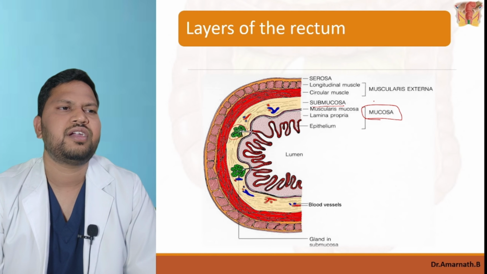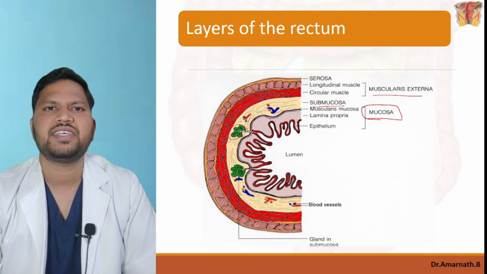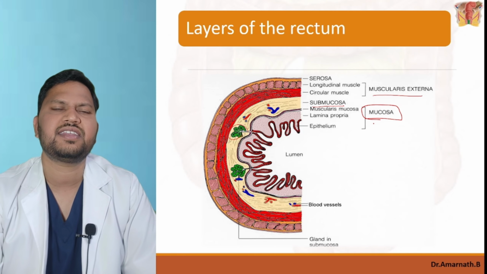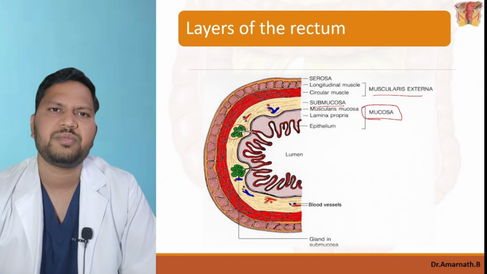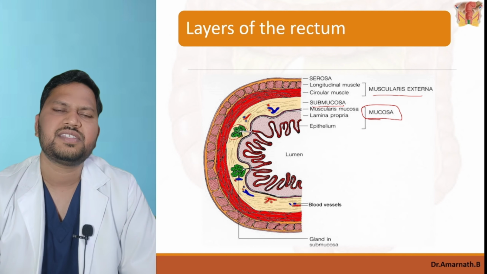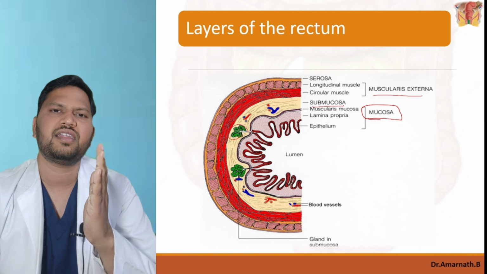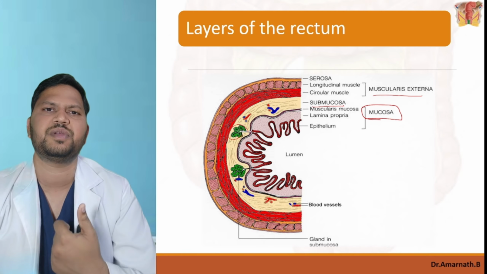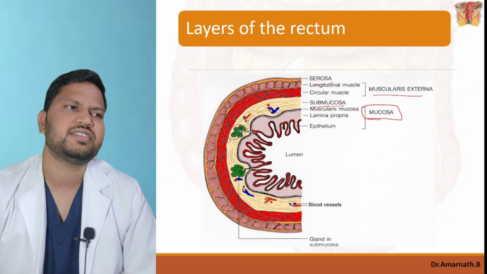Our third layer is called the muscularis externa. The muscularis externa consists of the innermost circular muscles and the outermost longitudinal muscles. The circular muscles, when they come to the anal canal, form the internal anal sphincter. The outermost layer is called the serosa.